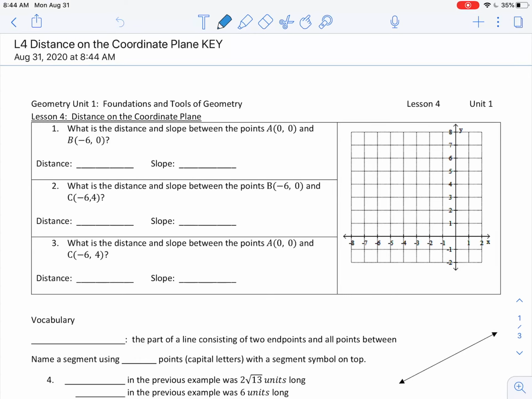Hello, geometry students. We are looking at lesson 4, distance on the coordinate plane. You should be in your workbook on page 13. All your guided notes for geometry will be in your workbook. And again, that's page 13 for lesson 4.